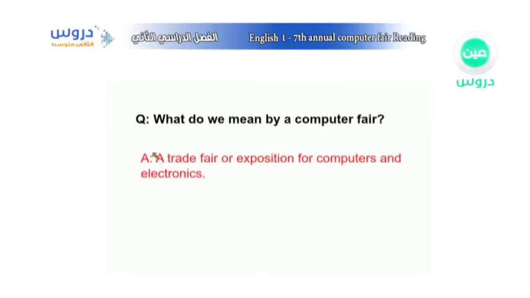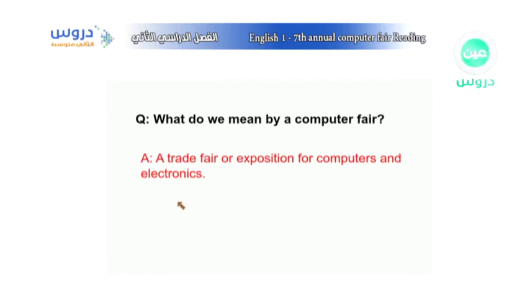Let's see. This is an explanation about it. It's a trade fair or exposition for computers and electronics. Like here in Riyadh, on King Abdullah Street, we have an exhibit center. Maybe monthly, they will put on, for example, computers, and sometimes agriculture, sometimes universities. So that we call an exhibit.